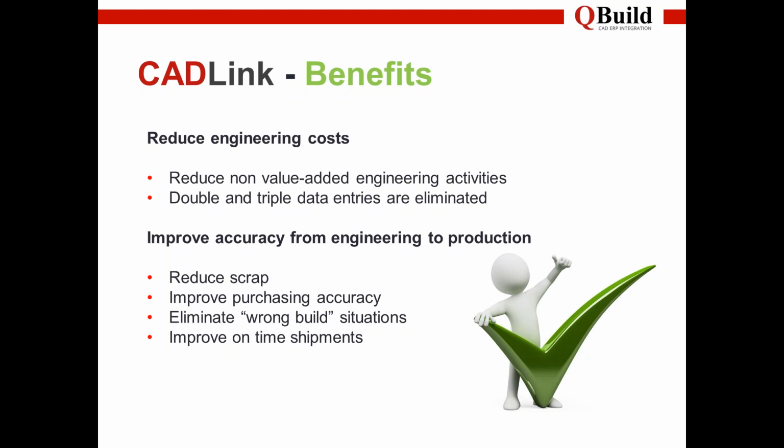Improving accuracy between engineering to production. So when you have fewer mistakes in a bill of materials, whether it's on a specification or a quantity, you have to reduce scrap, improve purchasing accuracy, eliminate wrong build situations. And wrong build situations, of course, lead to shop floor confusion, which is even more wasted time for the people actually building these assemblies.